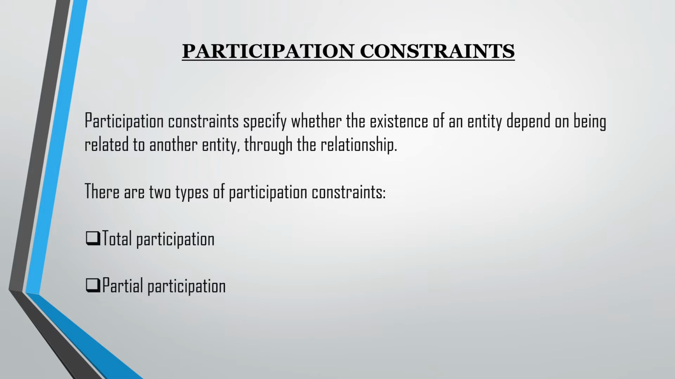So what is a participation constraint? Participation constraints specify whether the existence of an entity depends on being related to another entity through the relationship. There are two types of participation constraint: total participation and partial participation. We are going to see what total participation and partial participation are in the coming slides.